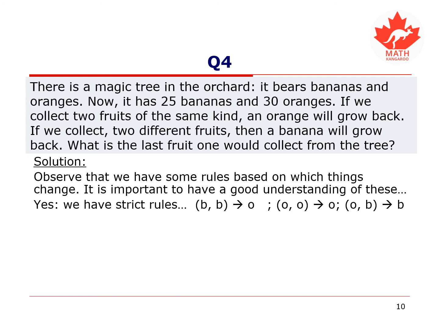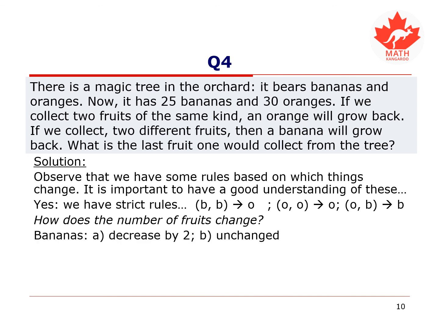This mutant tree will not continuously grow fruits until I can no longer defeat it, like some sort of Hydra monster from Greek mythology. No, the fruits are decreasing. Another thing that I'm noticing is that I'm always collecting 2 fruits and getting 1 back, and the fruits are bananas and oranges, so I might want to focus on what happens with the bananas and what happens with the oranges separately. For example, the bananas on any turn might decrease by 2 or remain unchanged.